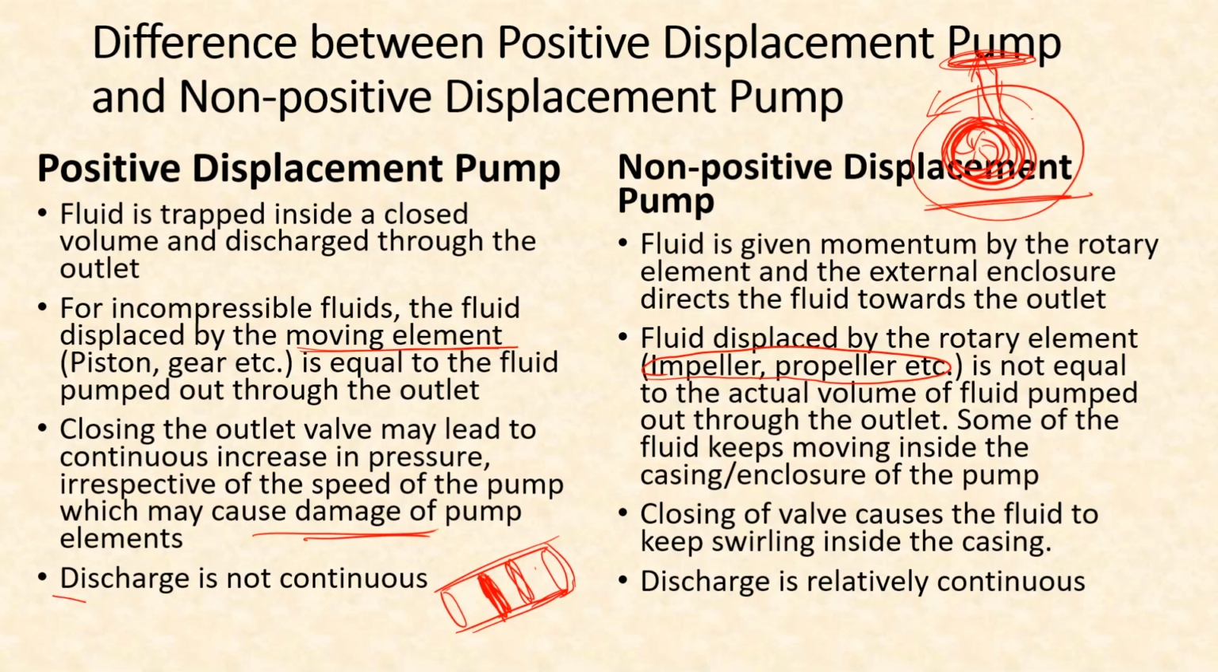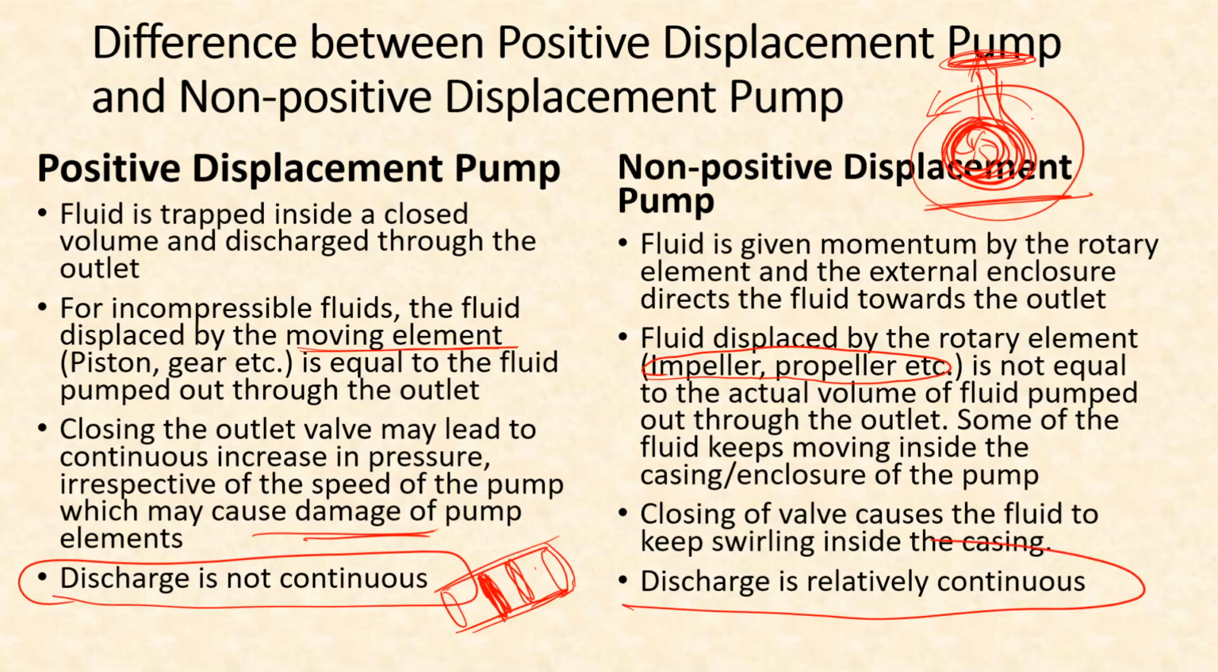Then discharge in case of a positive displacement pump is not continuous. However, as we have seen in case of multi-cylinder pumps, it can be made fairly continuous. However, in case of a rotor dynamic pump, either propeller or impeller pump, it is generally continuous. So these are the basic differences between the positive displacement pump and rotor dynamic or non-positive displacement pumps. So we'll discuss each of them separately in different lectures.